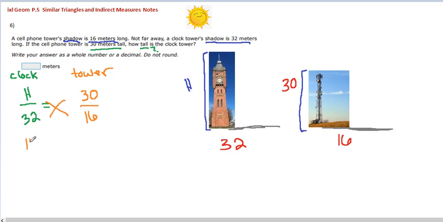So we have 16H equals 960. Then we divide by 16 on both sides. And that tells us that the height of the clock tower is 60 meters tall. Okay?